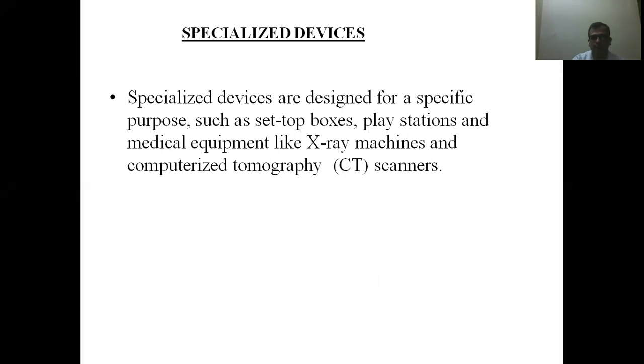Next, specialized devices. Specialized devices are designed for specific purposes, such as set-top boxes, playstations, and medical equipment like X-ray machines and computerized tomography CT scanners. These are other devices where energy will be consumed. This also includes IT infrastructure. For example, set-top boxes used with televisions, playstations, and medical equipment like X-ray machines and CT scanners also consume energy, and they are also made up of semiconductor materials. Obviously, when not in use, you have to switch them off and follow rules and regulations or a standard method so that energy consumption in these materials is avoided.